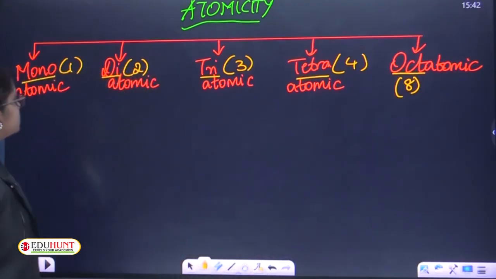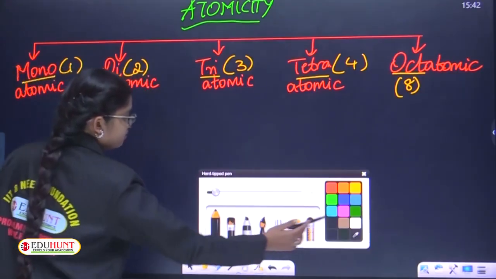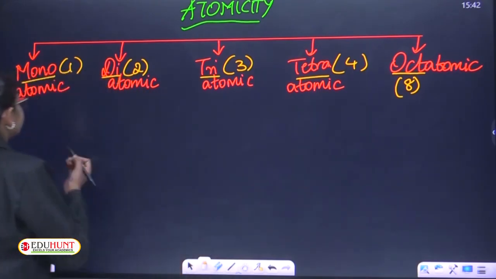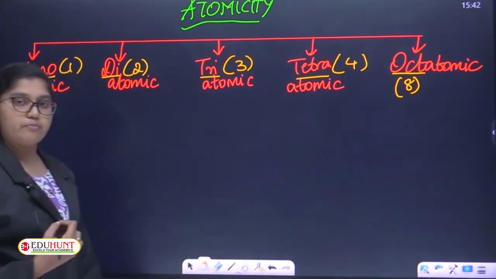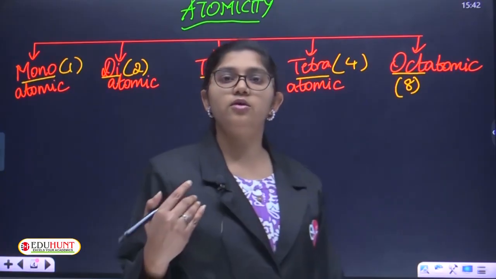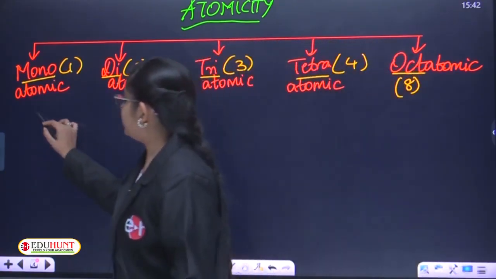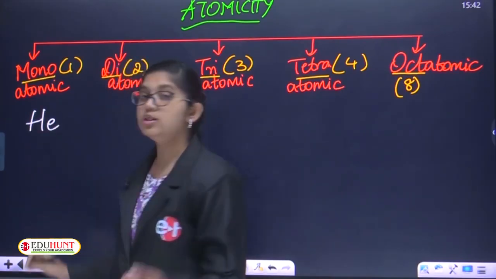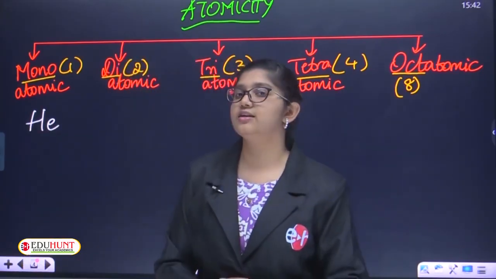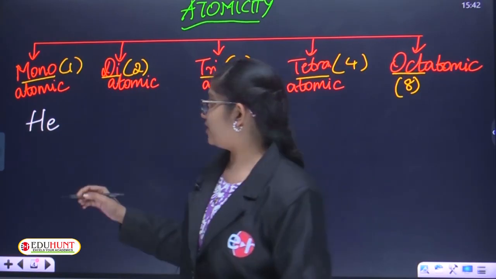Okay children, so let me give you examples for each one of them for clear understanding. Examples of monoatomic. Can you see what the examples of monoatomic are? Yeah, as I said, helium gas, He. All the noble gases are monoatomic because they do not react with any other particular element, right?